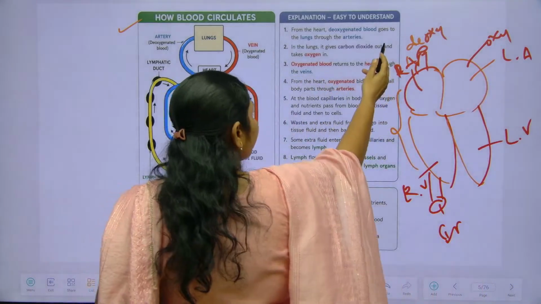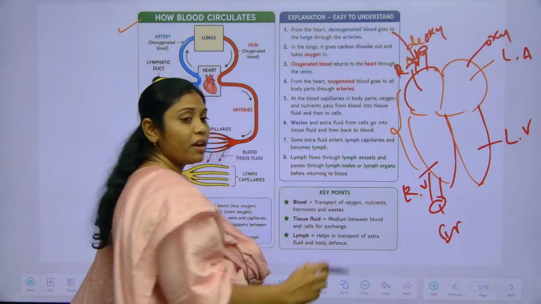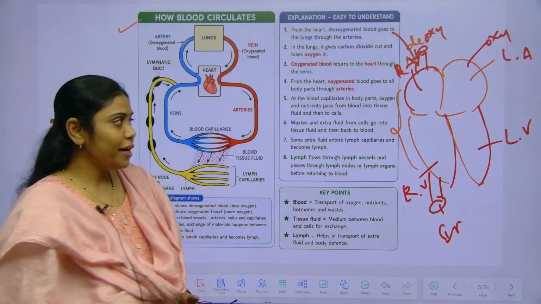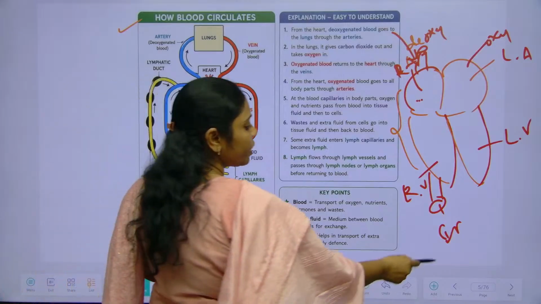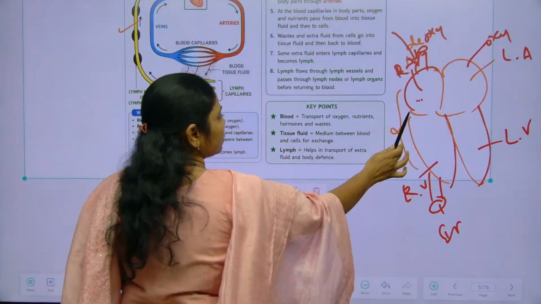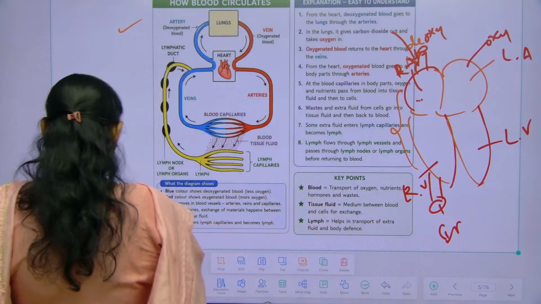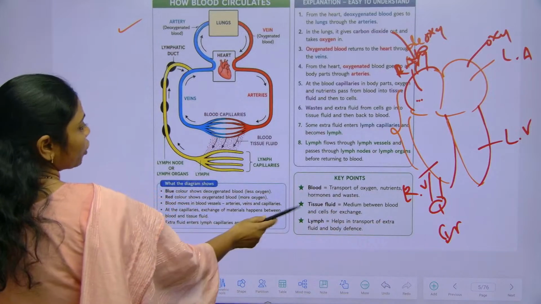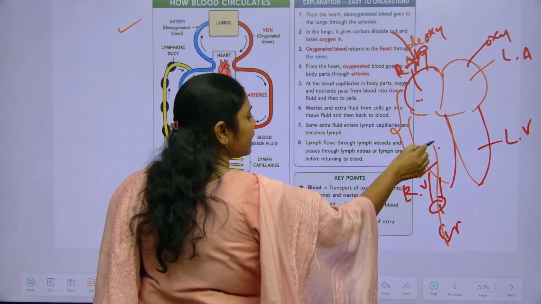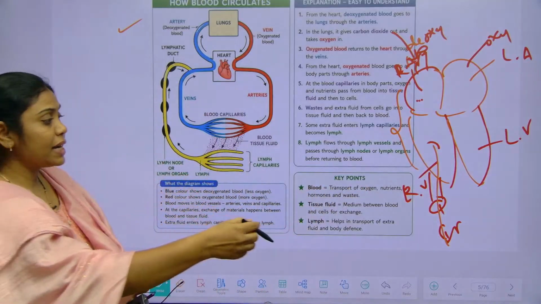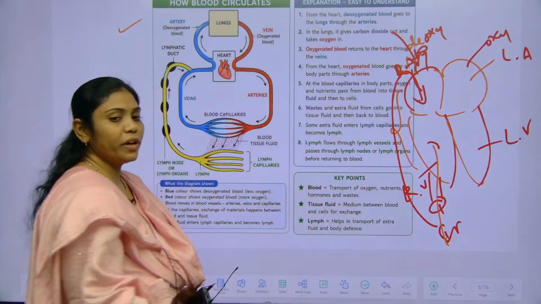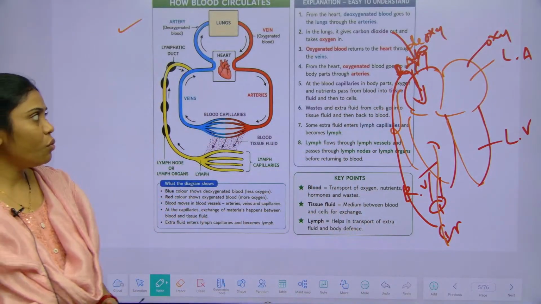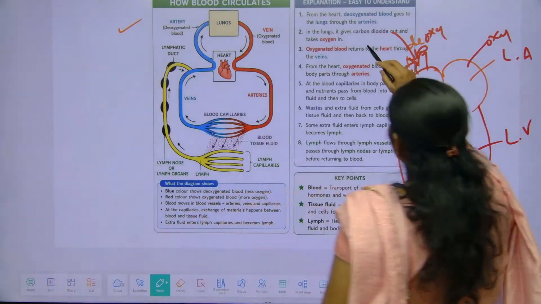From the upper body parts, the superior vena cava collects the deoxygenated blood, entered into where? Into the atria. And from the lower parts, the inferior vena cava will collect, and all this blood will be collected into where? Into the atria only.